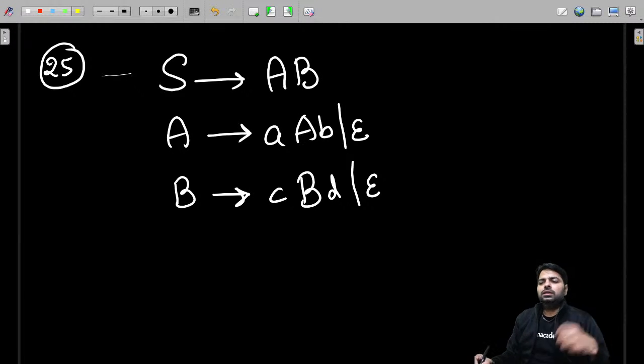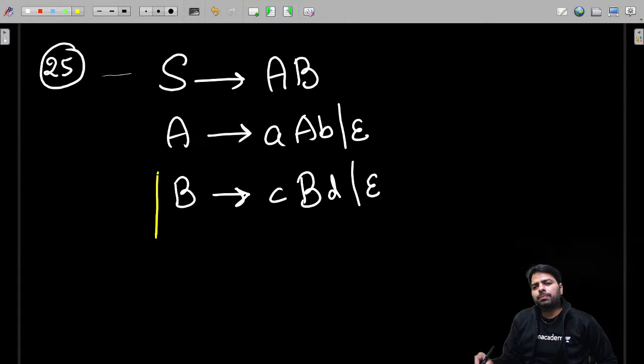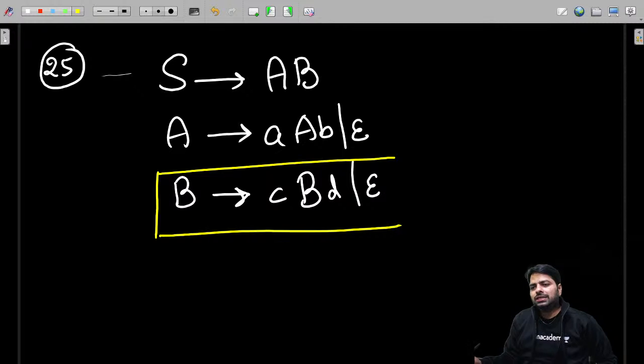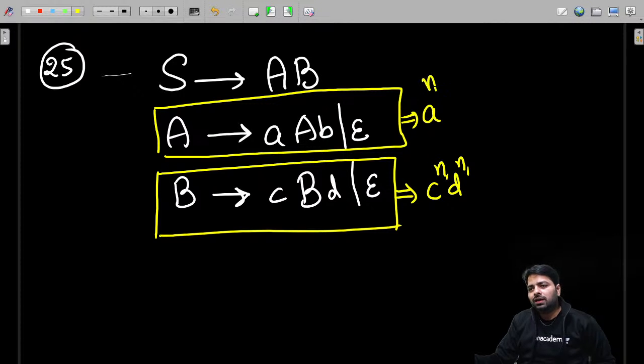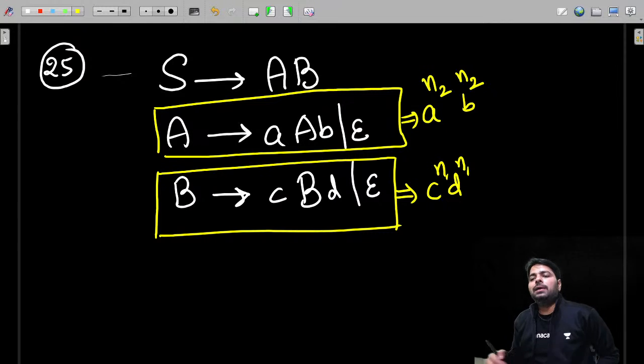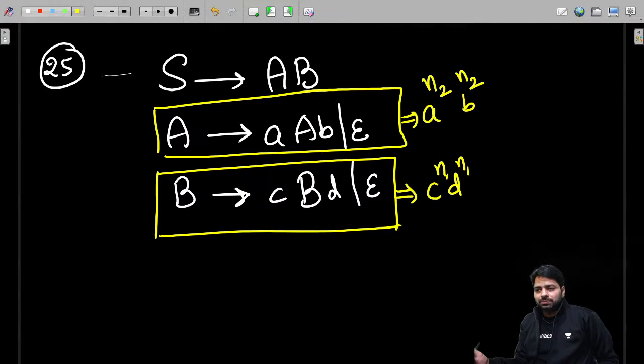Now, this is the same approach. Any question, same approach. This is C power N, D power N. But don't use the same power; change the variables now. You may use N1 and N2. It is better to practice that way: A power N2, B power N2. Because if you use the same variables, you will keep a connection between them. Actually, there is no connection between the capital A symbols and capital B symbols.